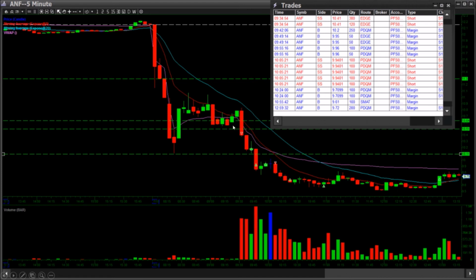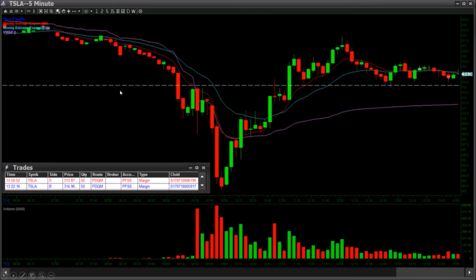So, solid trade, just didn't get the move. I didn't get the follow through I wanted, but it was a solid trade. I stuck to my plan and didn't make any dumb mistakes. So I was pretty pleased with this.